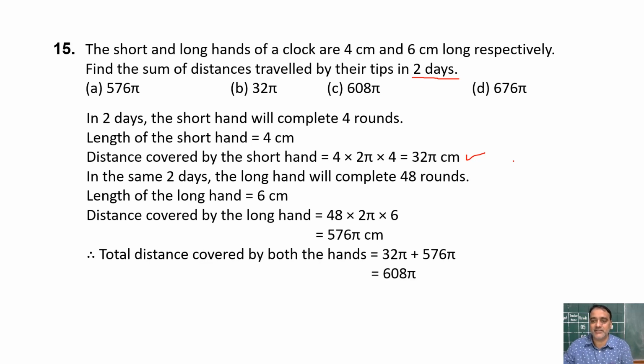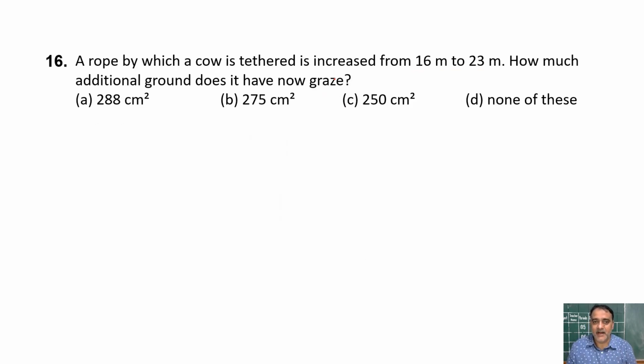So which option is the correct one? Option C. So any doubt in this question? No, sir. Okay. So now we are moving toward next question, question number 16. A rope by which a cow is tethered is increased from 16 meter to 23 meter. How much additional ground does it have now to graze? Question clear? Yes, sir. ठीक है.